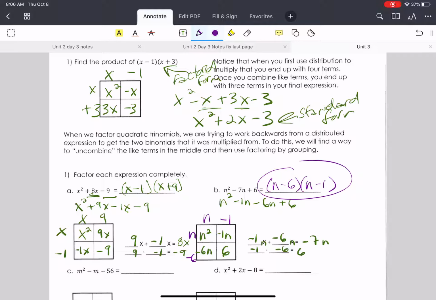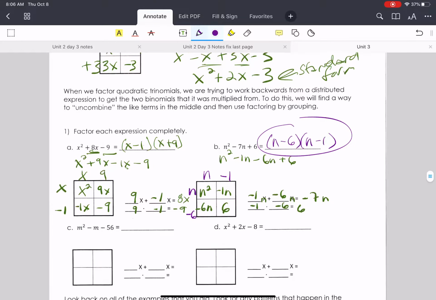Raise your hand if you think you could try a couple on your own. Only 2 people could try one on their own? Should we do one more together? Yeah? Okay, let's do one more together.